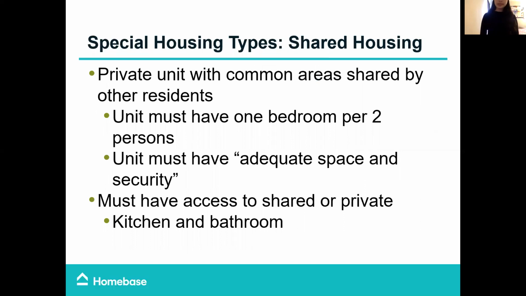For shared housing, the unit must have 1 bedroom for every 2 people, and there must be adequate space and security, which I understand is a bit vague and discretionary. And there must be access to a shared or private kitchen and bathroom.